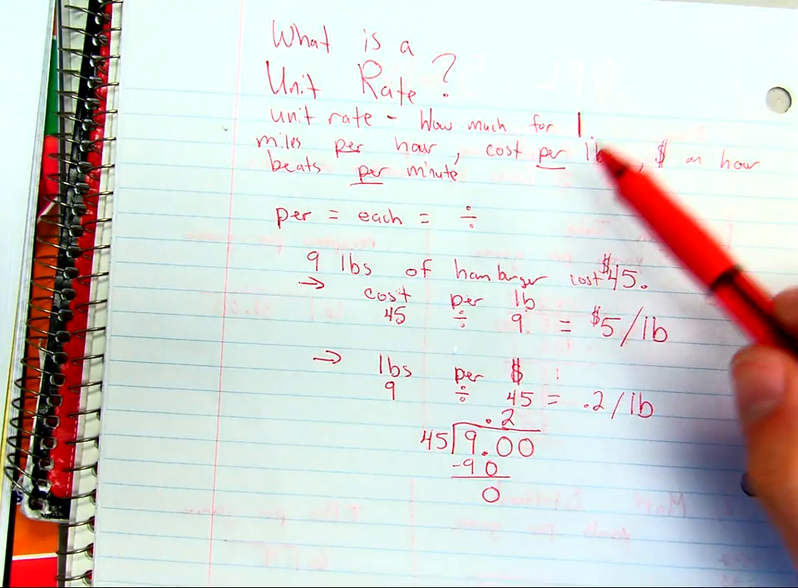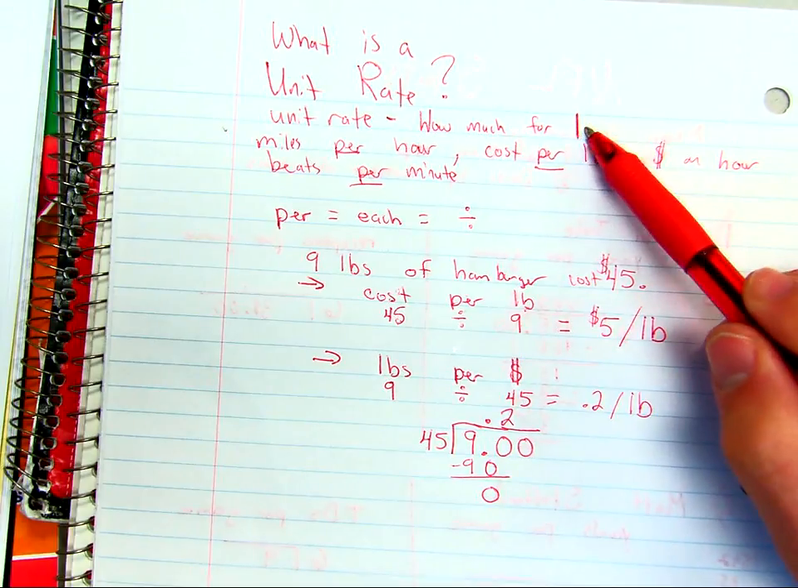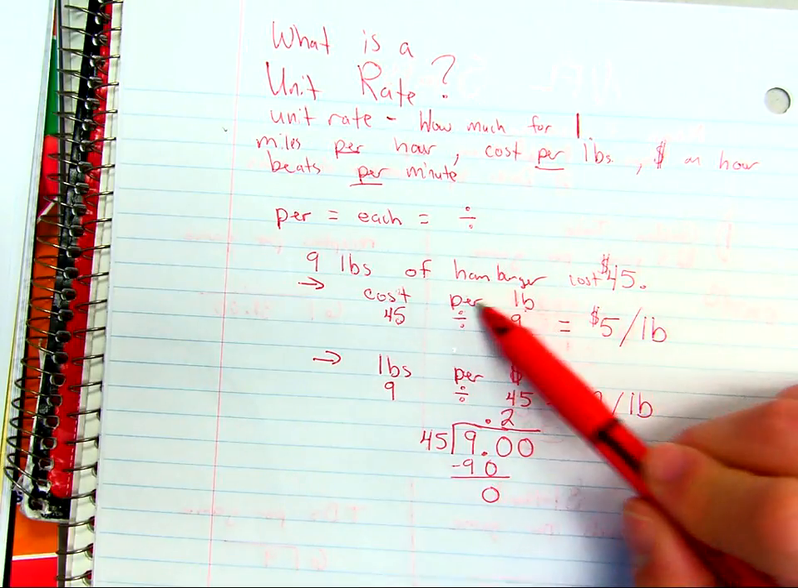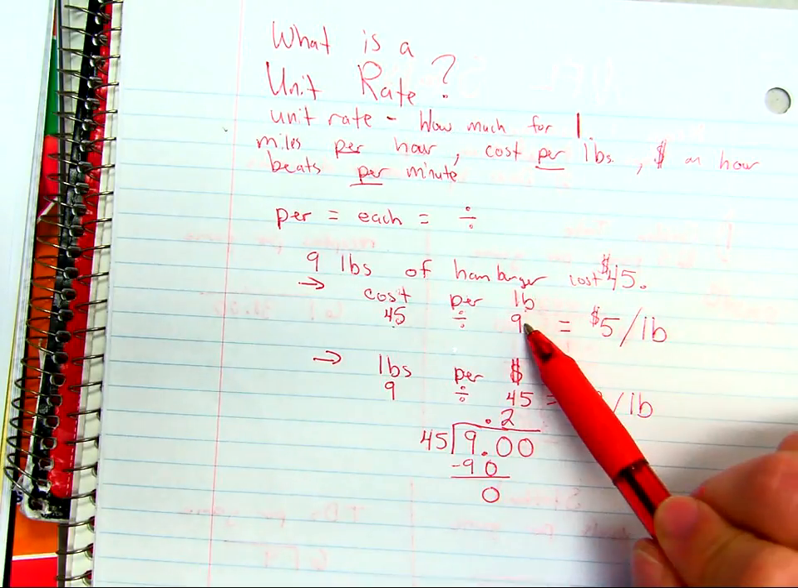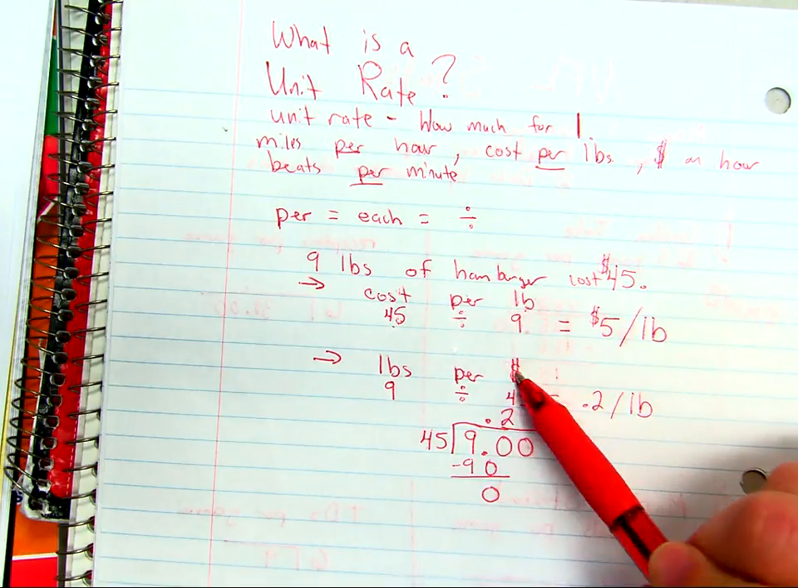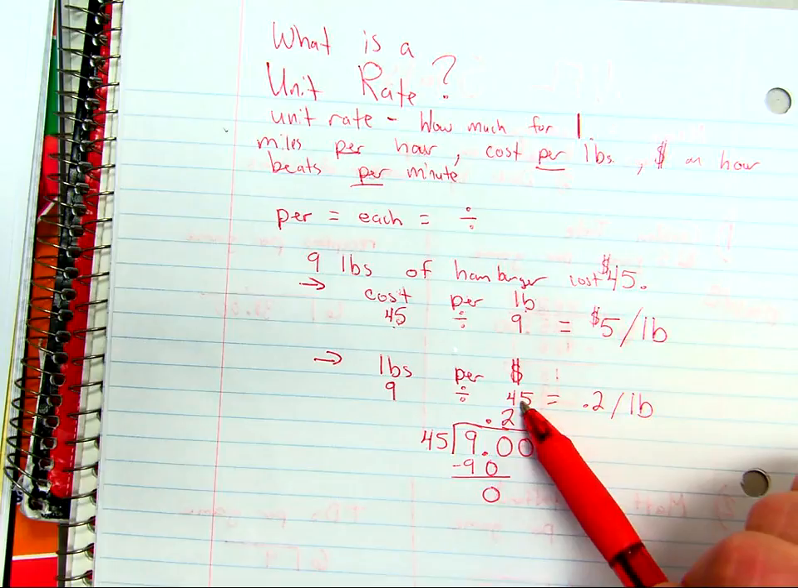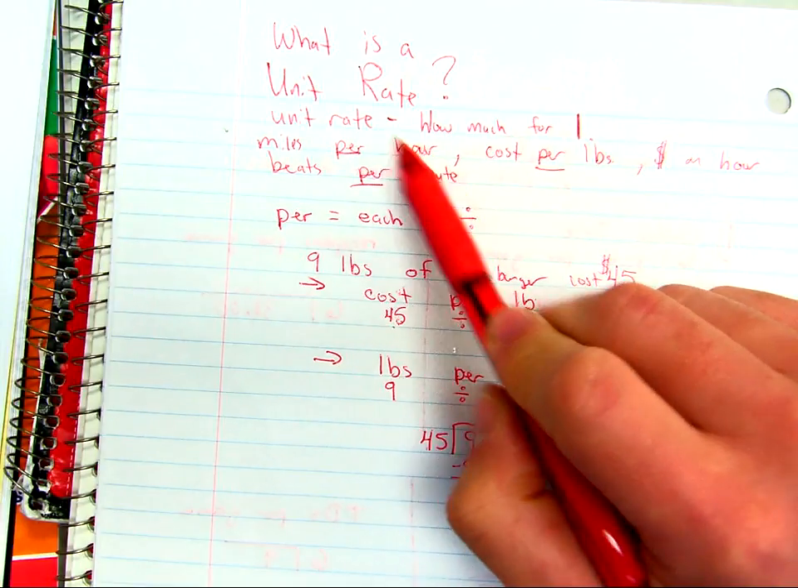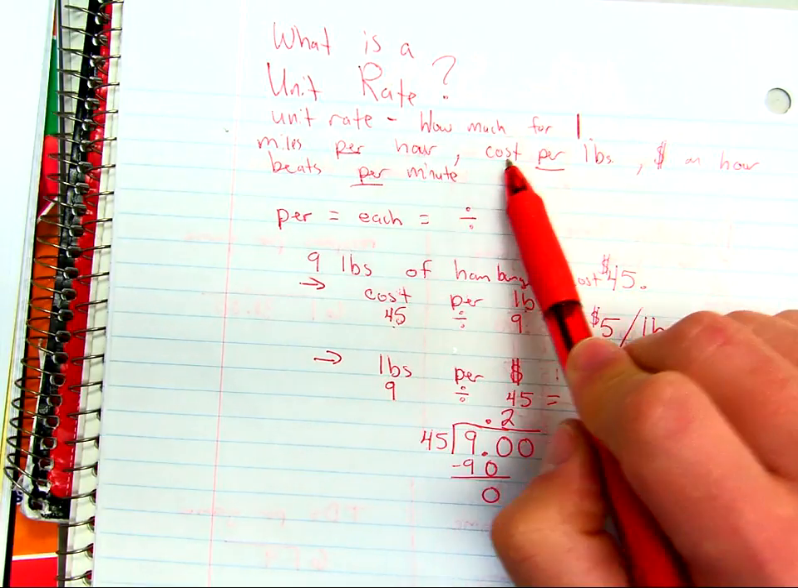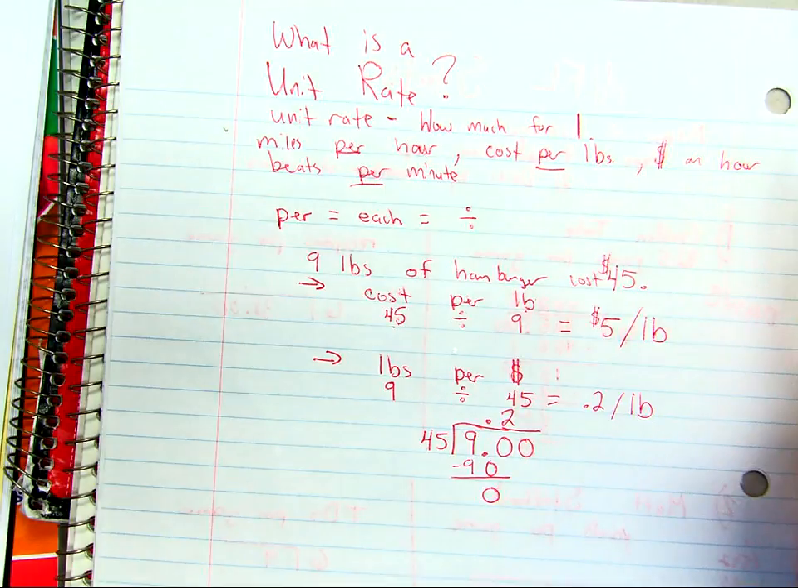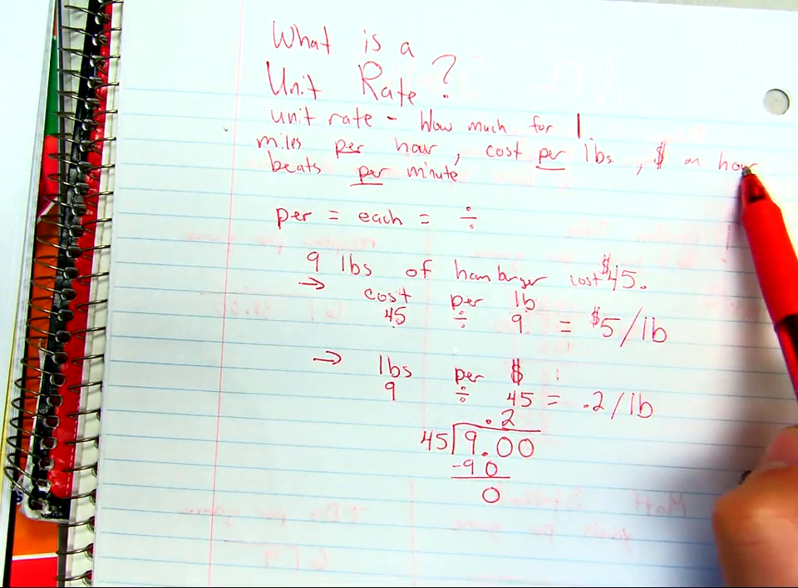So there's 2 different unit rates for each one. A unit rate is how much for 1 of whatever we're talking about. Cost per pound means the cost divided by the pounds. Pounds per dollar means the pounds divided by the dollars. Miles per hour would be miles divided by hours. Cost per pound, right? We just did that one. Dollars an hour, dollars divided by hours.